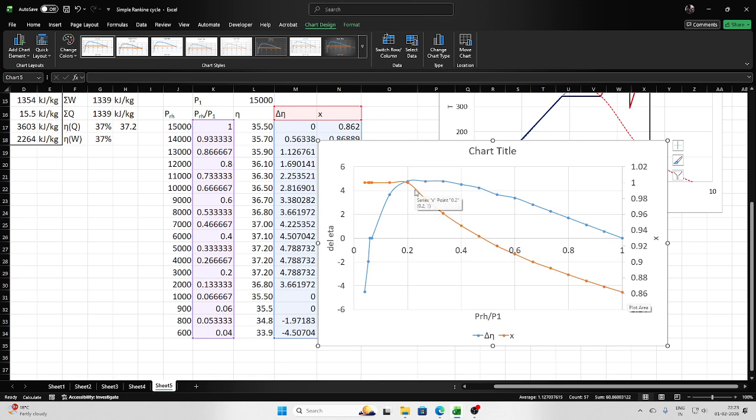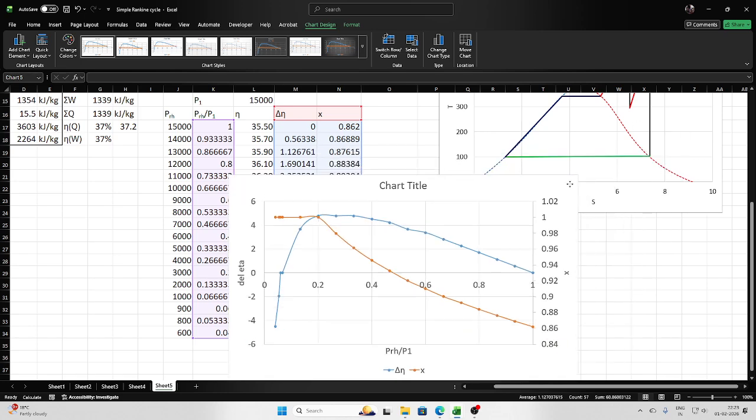And after about 0.2, dryness fraction remains more or less the same. It doesn't change. Why? Because after this point you can see it has moved to the superheated region, and there is no point in talking of dryness fraction in this particular region.